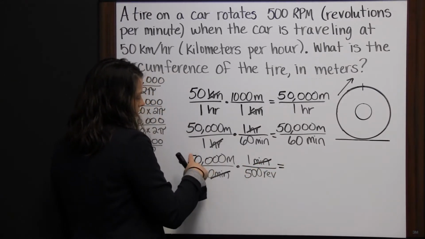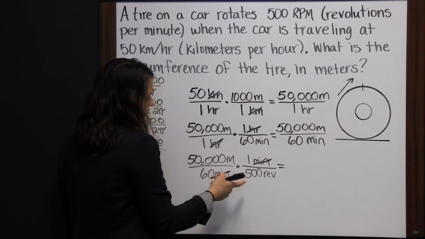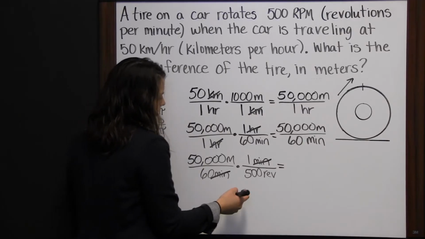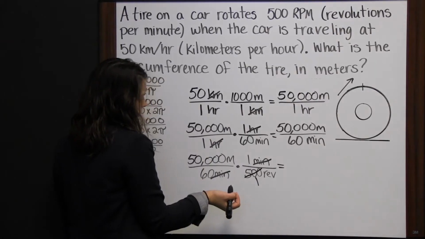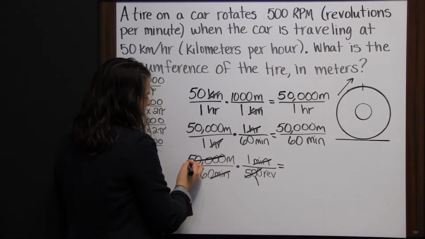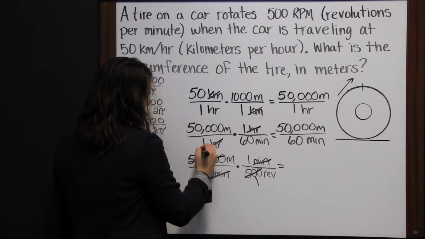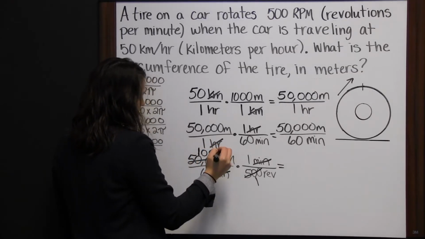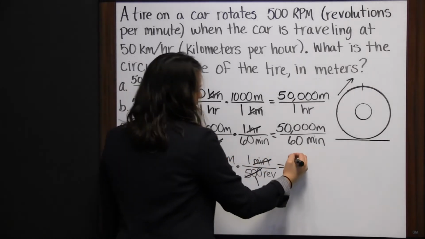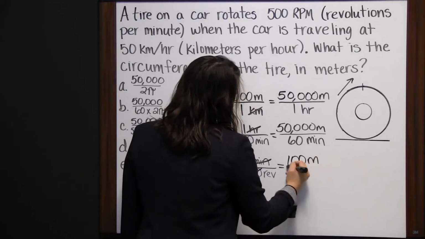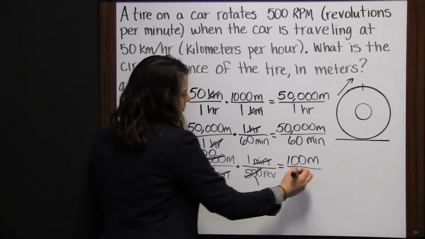And I can cross cancel my 50,000 and my 500 by dividing them both by 500. And 500 divided by 500 is 1. And 50,000 divided by 500 is 100. So then 100 meters times 1 is 100 meters divided by 60 revolutions.